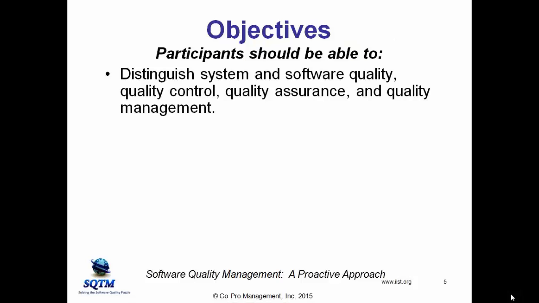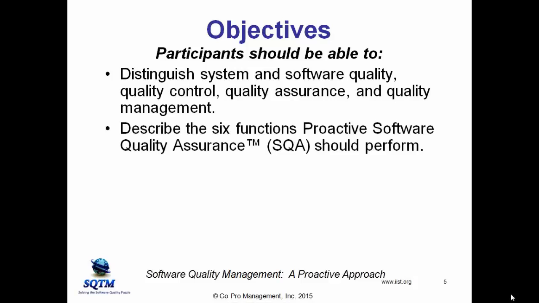First of all, we want to make some distinctions. We want you to be able to make some distinctions between system and software quality, and system and software quality control, and system and software quality assurance, and system and software quality management. So there's really two types of distinctions: between the system versus software, and then quality control, quality assurance, quality management, and how that just differs from quality in general.